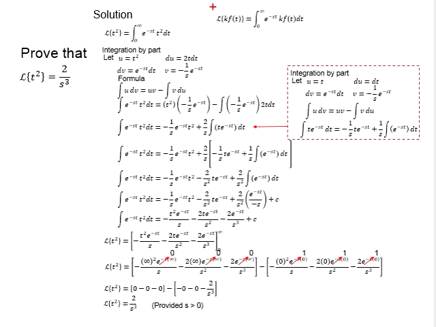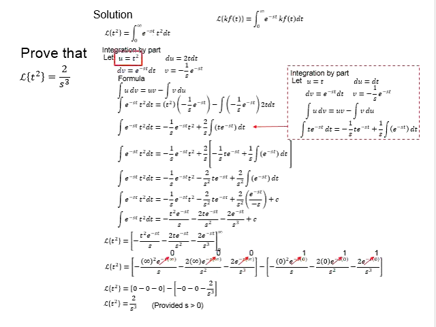The formula for the Laplace transform is given here. Substitute t squared into the function of the formula, and you will see that you need to do an integration of two functions in the form of multiplication. To solve this, you have to do integration by parts.